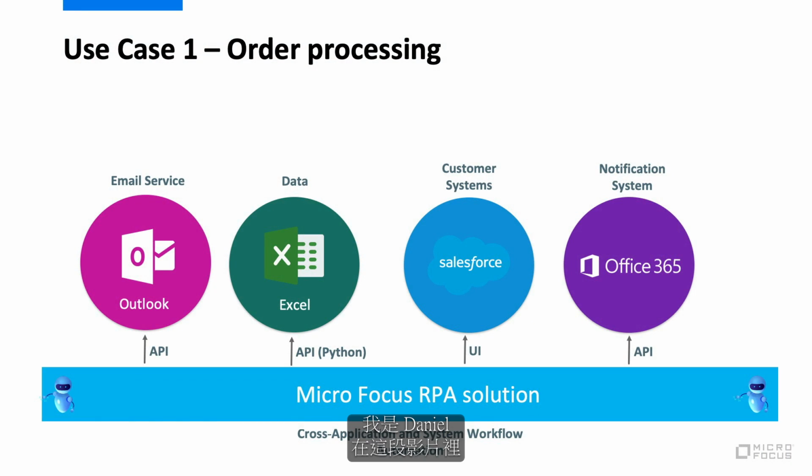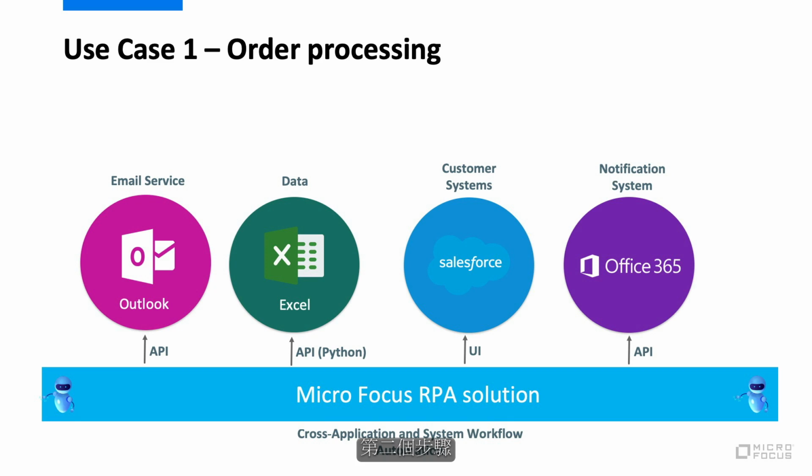I'm Daniel, and in this video I will show you how we can leverage Micro Focus RPA to automate the process of adding sales orders in Salesforce. In order to achieve that, the first step will be to read an email from our email service which contains an attachment with all the orders to be processed. We'll use out-of-the-box content based on API to achieve that.